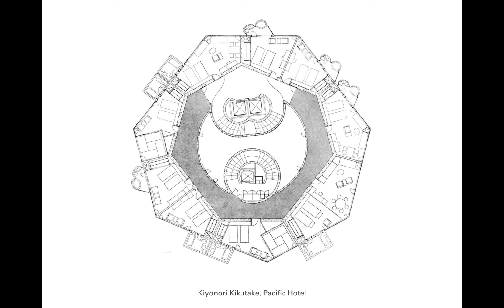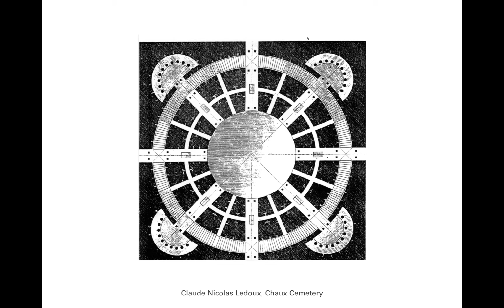The plan for the Pacific Hotel, Kikutake's plan, which is a, let's see, 1, 2, 3, 4, 5, 6, roughly hexagonal, but not a regular polygon. One of the sides is longer than the others, which is then rotated. The inner core is rotated roughly 45 degrees from the outer core, the outer profile. Ledoux's shown cemetery, also a centralized figure, radial geometry, diagonally symmetrical.